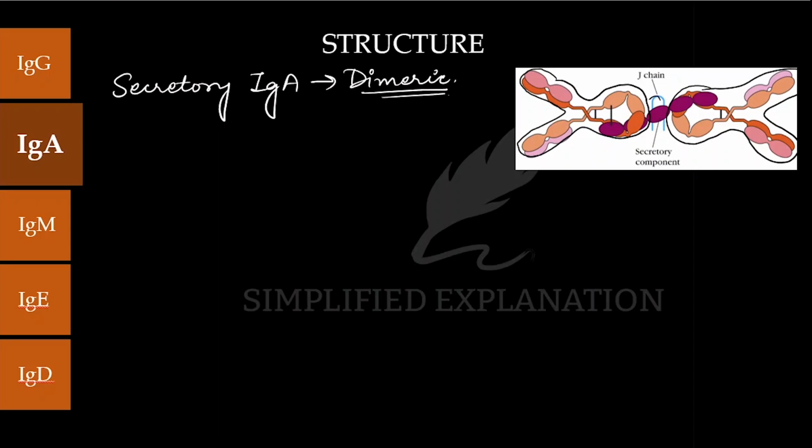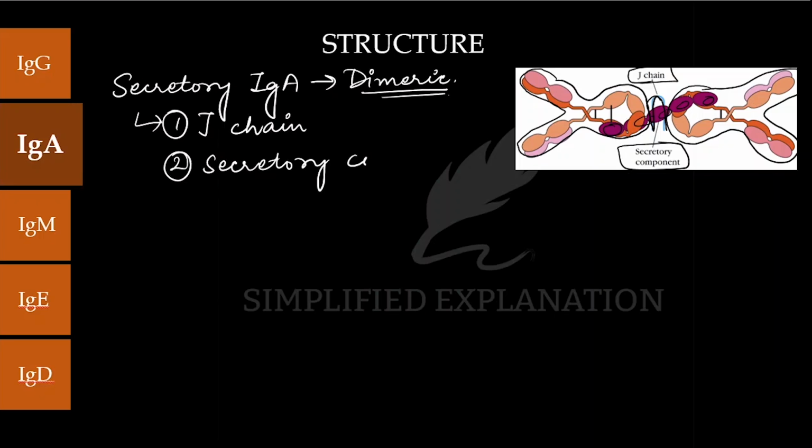We can see this is the J chain shown over here, and what we see here is the secretory component. So from the diagram we can understand that this secretory IgA consists of two additional parts. What are they? The J chain, and second is the secretory component.